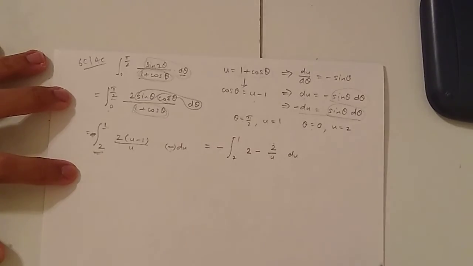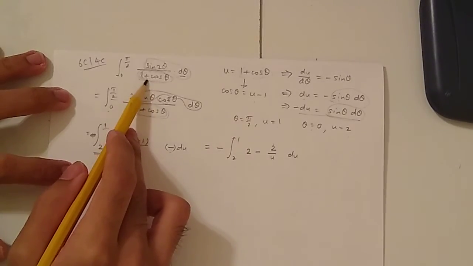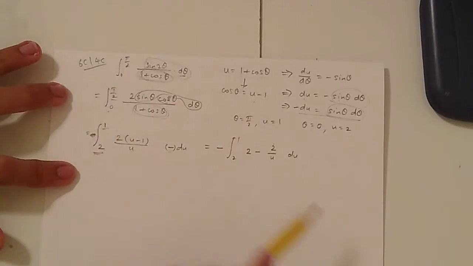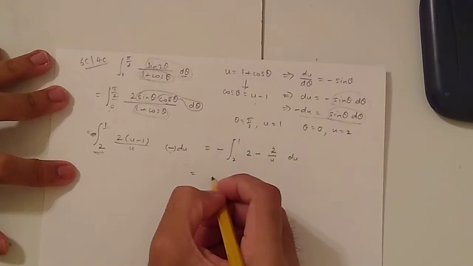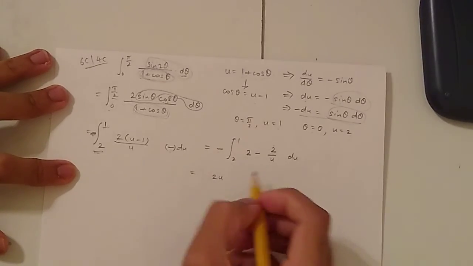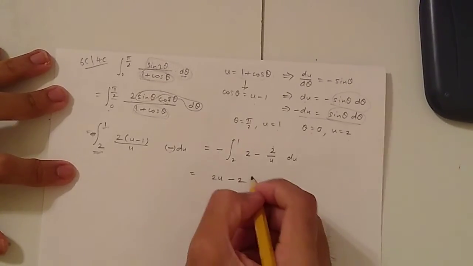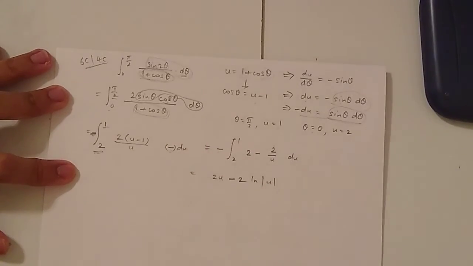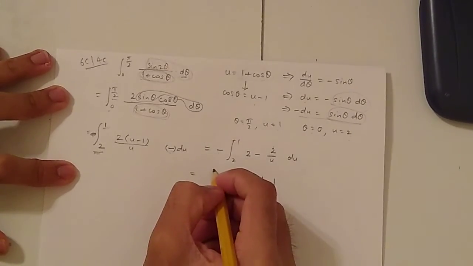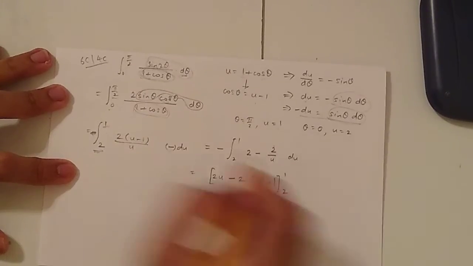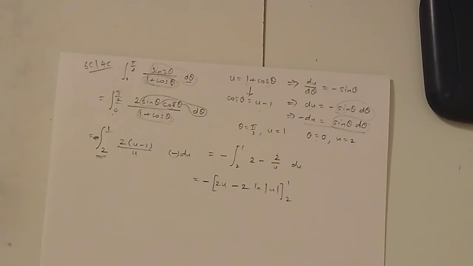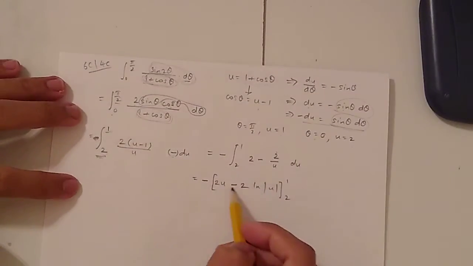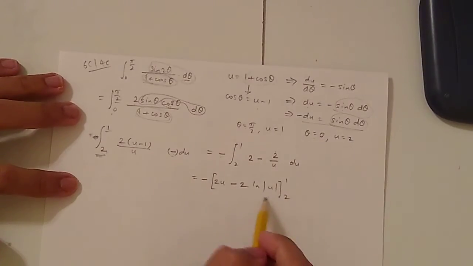Now you can easily integrate both of these parts. The first expression was definitely much more complex. Over here we have a very simple expression to integrate. This 2 becomes 2u, minus 2 by u becomes minus 2 ln of modulus u. The whole from 2 till 1. Do not forget the minus sign over there. Once you've done the integration, this is the stage you reach.